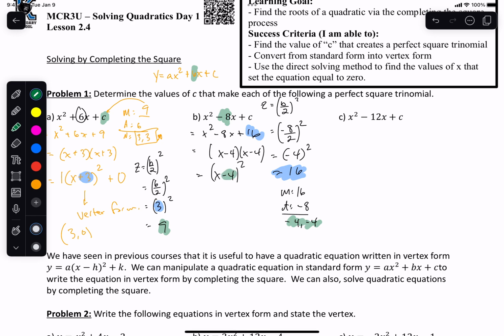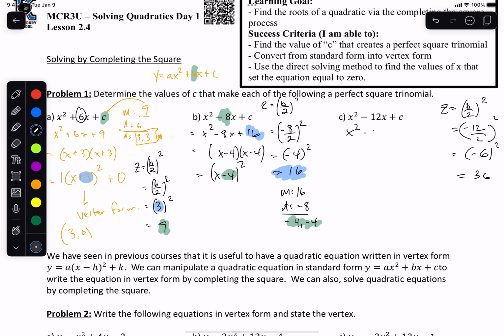That's your horizontal translation. Okay, if I were to do it again, because we're getting quicker, you can get the b value divided by 2 squared, which is going to be -12 divided by 2 squared. It's -6 squared is 36. So the c value that makes this a perfect square trinomial is going to be 36. And this now condenses into, very quickly, where'd the x minus 6 come from? I can slot it in there, call it a day quick.